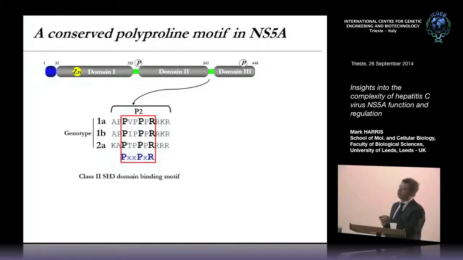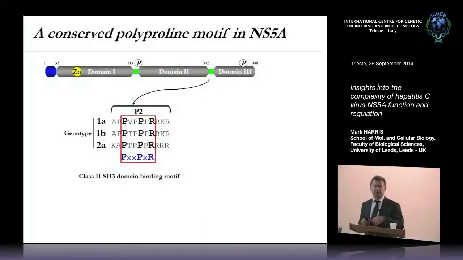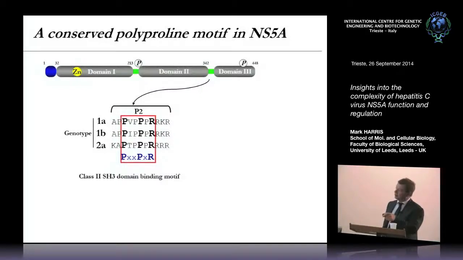This is the sequence of that polyproline motif, and it has this consensus PXXPXR, and this is a classical motif for binding to an SH3 domain. And there are 293 SH3 domains in the human genome. They interact with proteins that have this PXXPXR motif. This is absolutely conserved in all HCV isolates. So I've just shown you three isolates here of different genotypes.